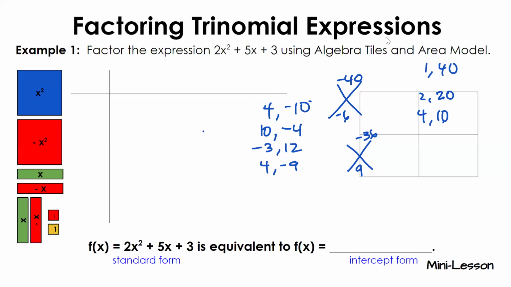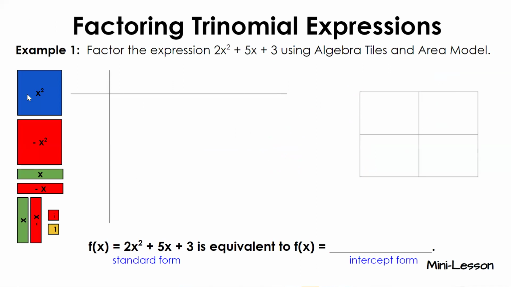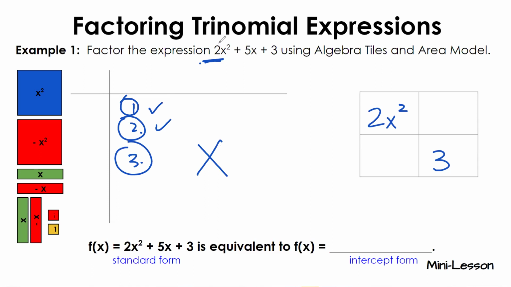Okay. So now we're going to take it up a notch. We're doing the exact same thing, but on this one, the only difference now is that there's this 2 chilling out front. So we're going to put 2x squared in the first box, 3 in the last box. So we did our first 2 steps. Now the third step, remember, we did the big X. We're going to take A times C. So that's going to give me 6 here and 5 here. What 2 numbers can I multiply to get me 6, but add together to get me 5? 2 times 3.